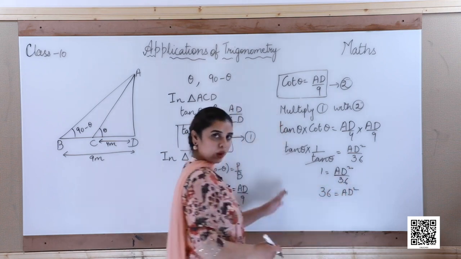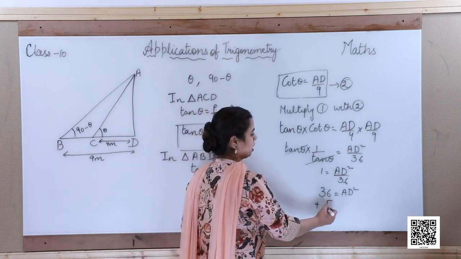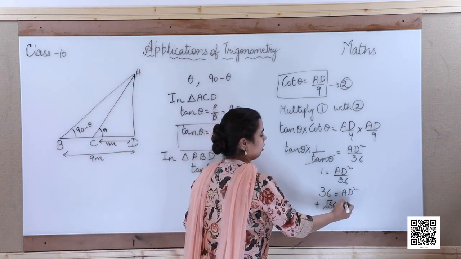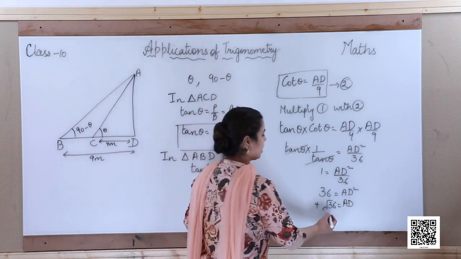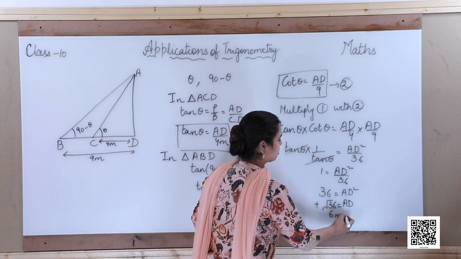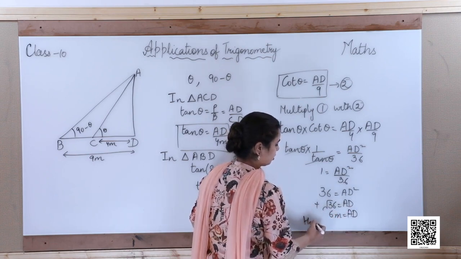If I take square root on both sides, now I have to take only the positive square root because we are talking about height or length which cannot be negative. So I get AD is equal to 6 meters. So the height of the tower is 6 meters.